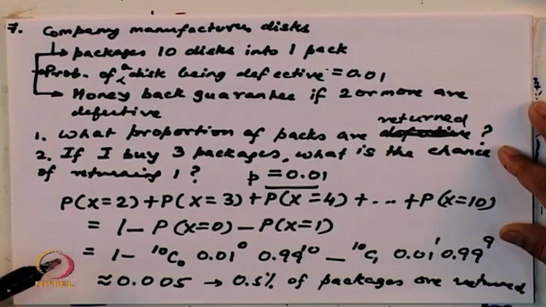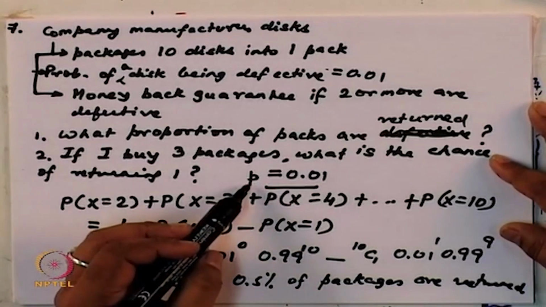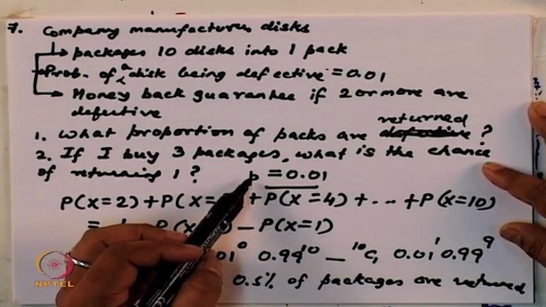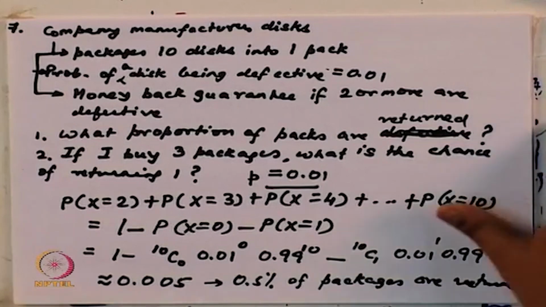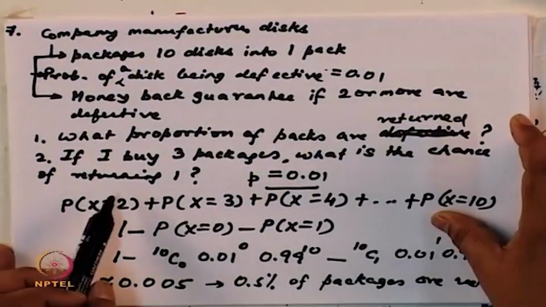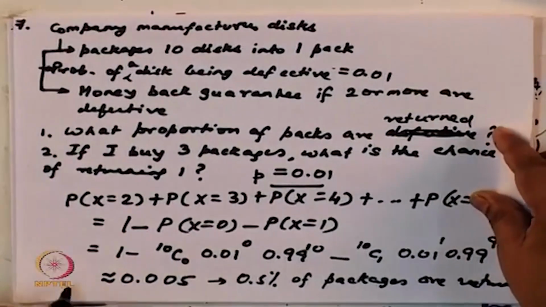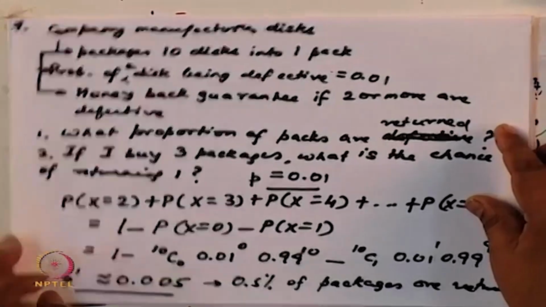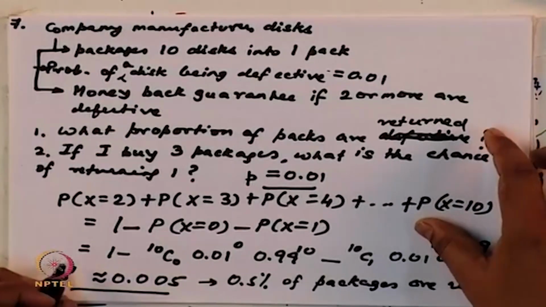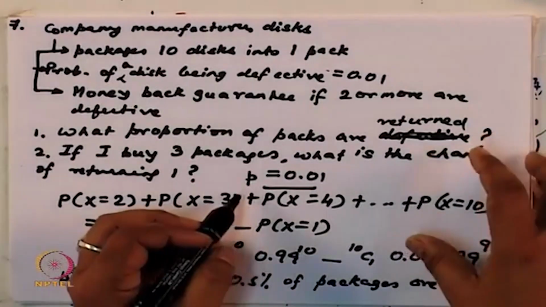Okay. Another thing you have to remember is that this p is the probability of a single disc being defective, which is 0.01, but this is the probability of the package being returned, which is 0.005. Okay. So in order to answer the second part of the problem, if I buy 3 packages, what is the chance of returning 1? I have calculated the probability of returning, which is 0.005. I am labeling it as p prime because p prime is separate from p. Okay.